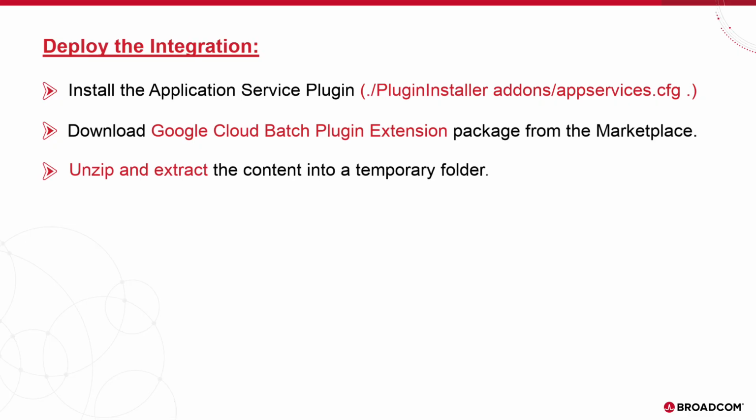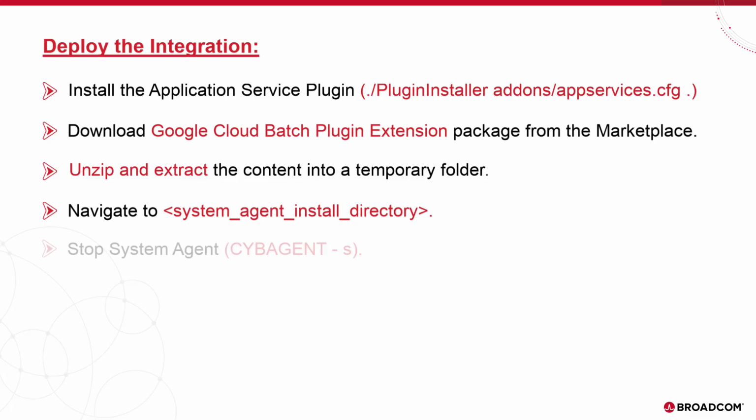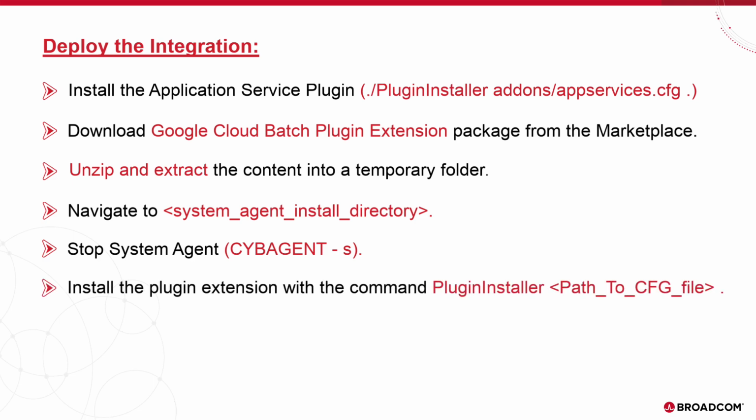Unzip the package and extract the content into a temporary folder. Navigate to the System Agent Install Directory. Next, we must stop the system agent with the cybAgent -s command. Install the plugin extension with the command plugininstaller followed by the path to the CFG file. Now, restart the system agent with the cybAgent -a command.